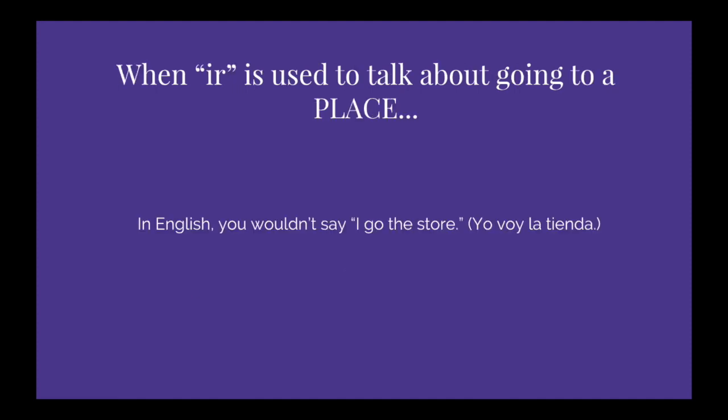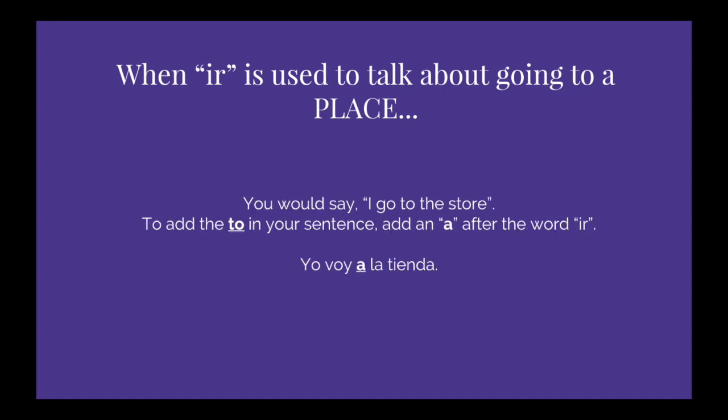When you use ir to talk about going to a place, you're going to form the sentence by conjugating ir and then adding a place. However, in English, you wouldn't say, I go the store. You would add to into your sentence. So in Spanish, the way you say that to is by adding an a. So if you were trying to say, I go to the store, you would not say, yo voy la tienda, you would say, yo voy a la tienda.